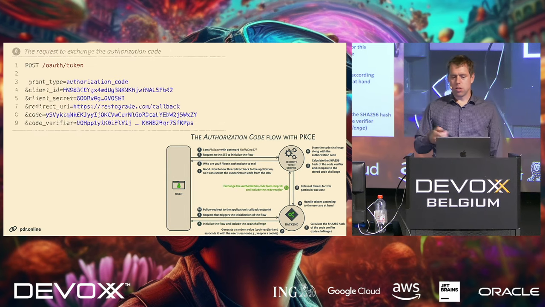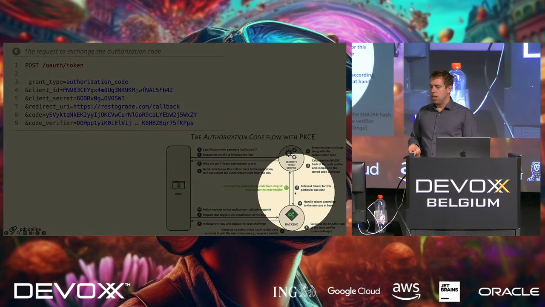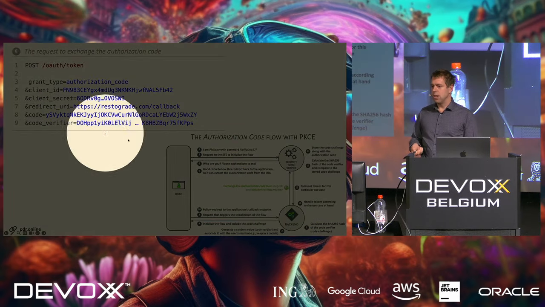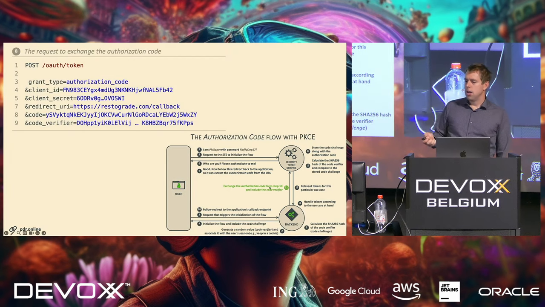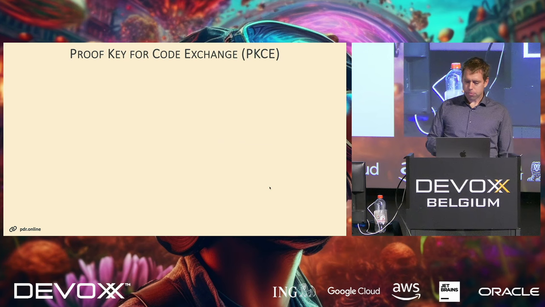How do we provide that secret? Well, that's the code verifier here in step 11. That code verifier is a secret that we send right there. It's a secret that we calculated in step number 2. And that's PKCE for you. All right.